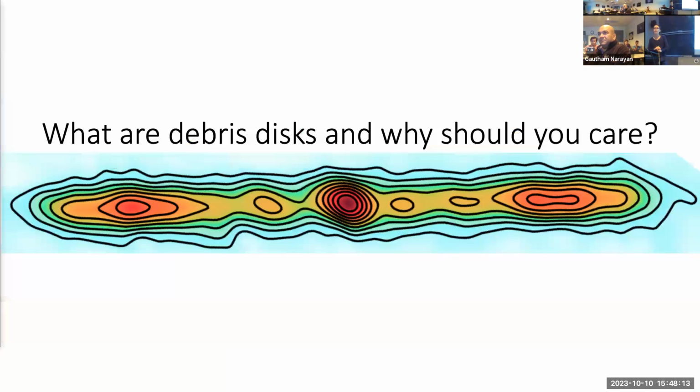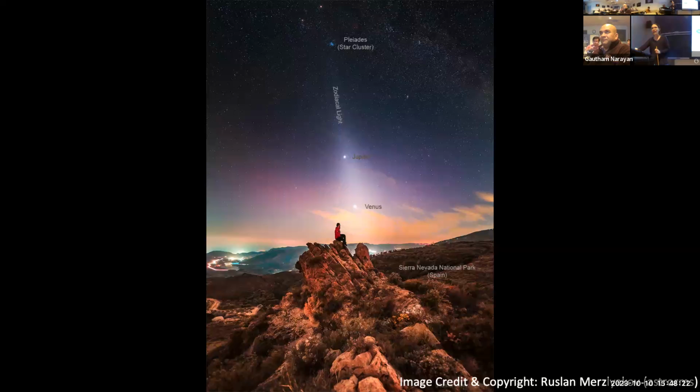Okay, but I wanted to start off with this question of what are debris disks and why should you care? So debris disks are beautiful. We have them in our own solar system. So this is one particular view of a debris disk from Sierra Nevada National Park in Spain. And the zodiacal light is right here. How many of you have ever seen the zodiacal light with your eyes? I'm curious. 3. Okay, you all have a homework assignment.